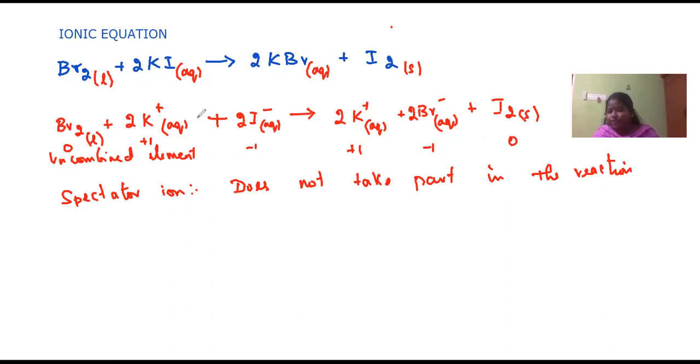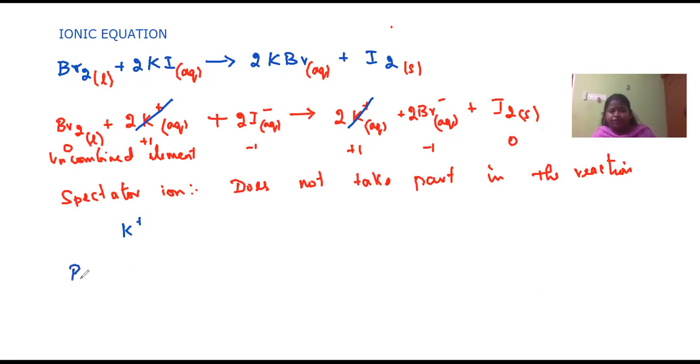Br2 is in liquid state, and on this side Br minus is aqueous, so your bromine molecule has become an ion. There are some changes. If you take the potassium ion in aqueous state here, and here also the potassium ion in aqueous state, it is a spectator ion. So cut the spectator ion. Now come to the iodide ion. Iodide ion to iodine: over here it is an ion and this is a molecule, so some change happens. That is not a spectator ion. So K plus is the spectator ion. Remove the spectator ion.